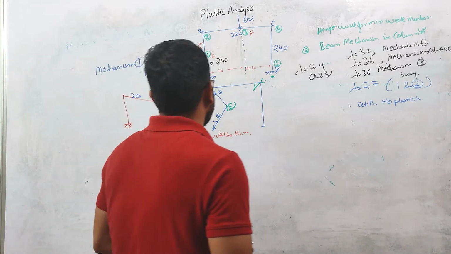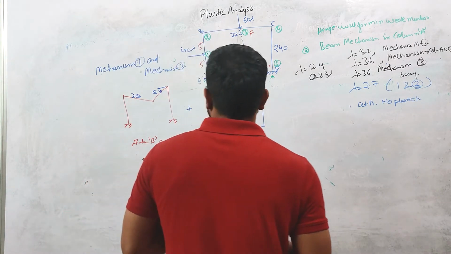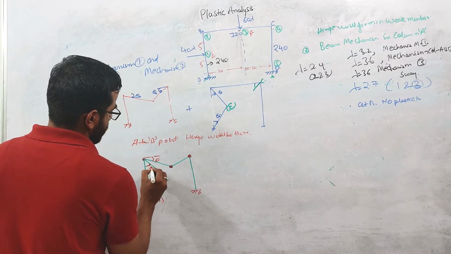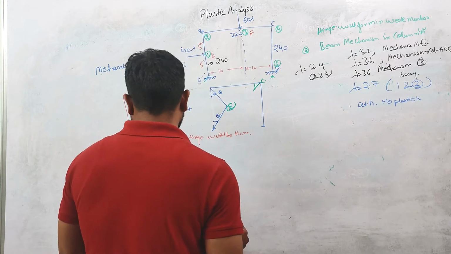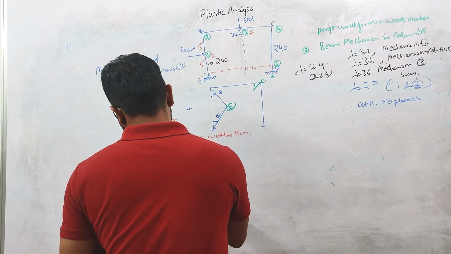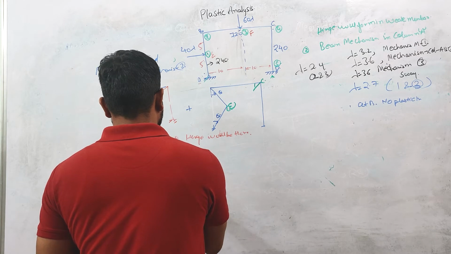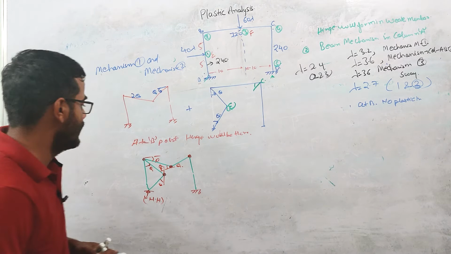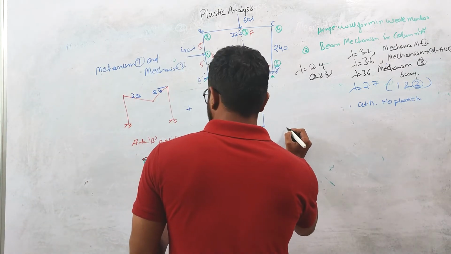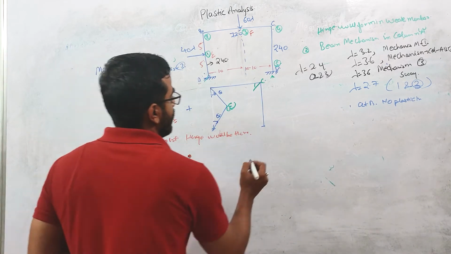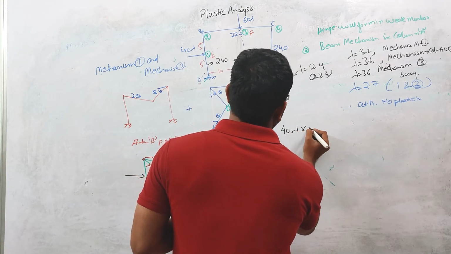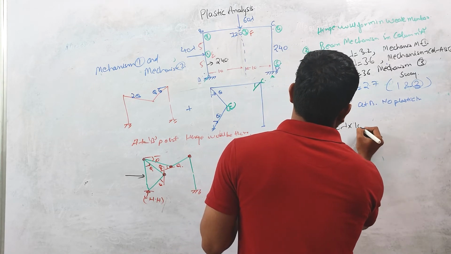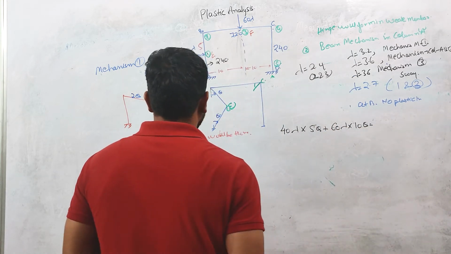So if you apply the principle of virtual work, I can write, this is theta, this is theta. So here also this is theta, this is theta, this is theta, theta. What is the external work done? External work done will be 40 lambda into 5 theta plus 60 lambda into 10 theta, which is equal to the internal work done.